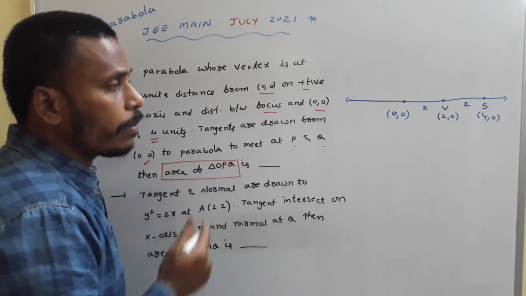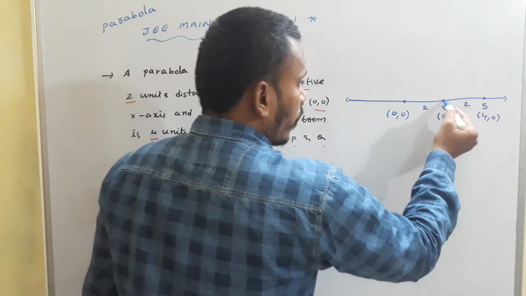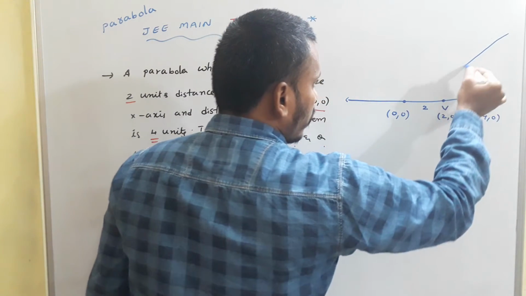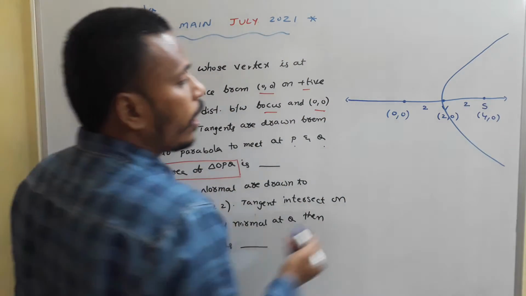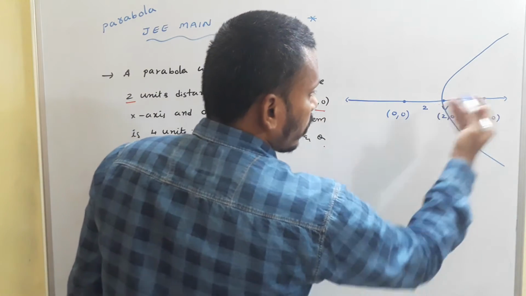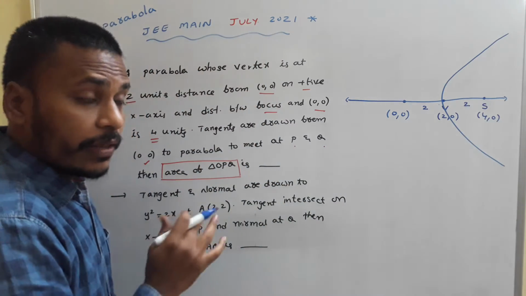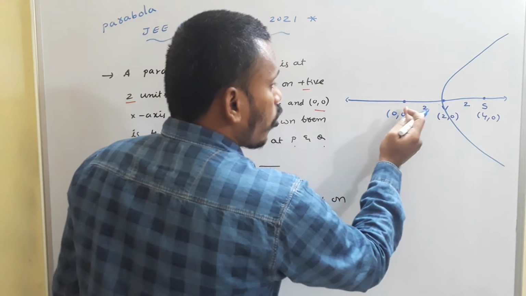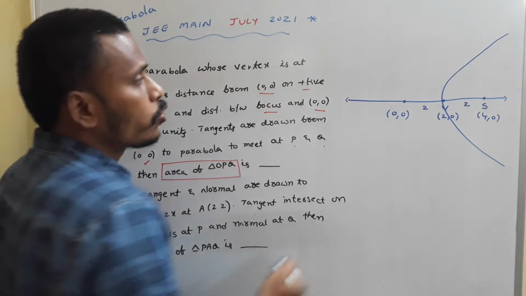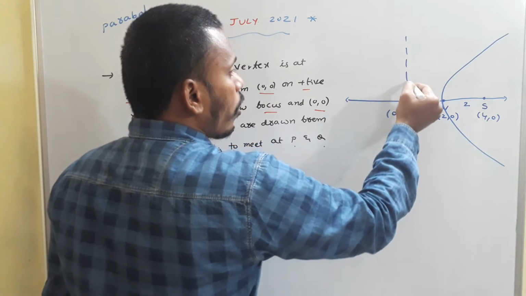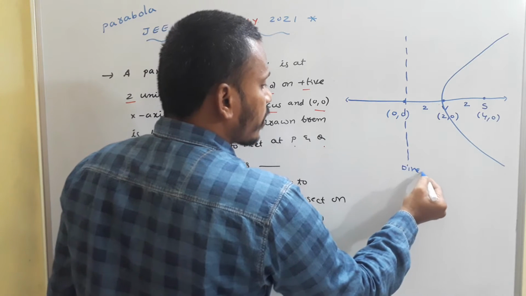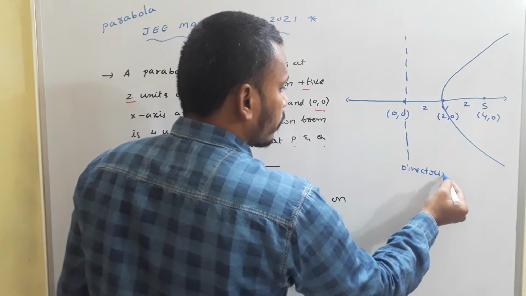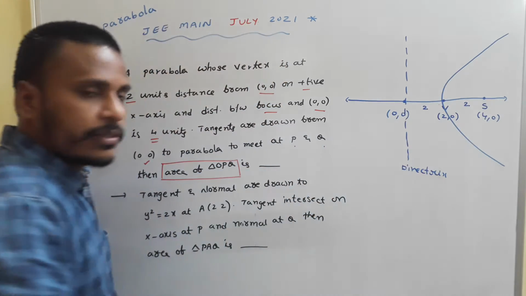Now if we sketch the parabola, since it is vertex and it is focus, this is the rough sketch of the parabola. Okay, and vertex to focus distance is 2 units. In the same way, vertex to origin is also 2 units. So the line passing through origin perpendicular to axis just acts like directrix. So this line is directrix.